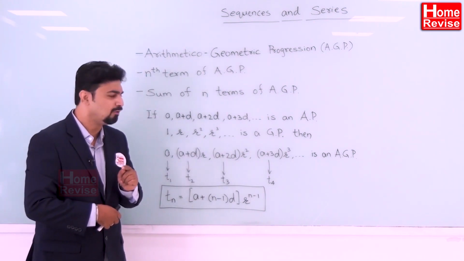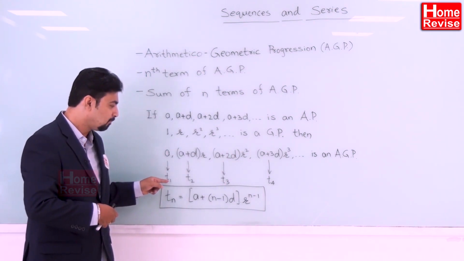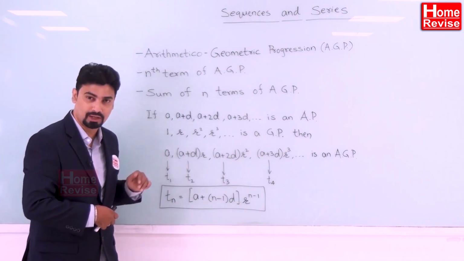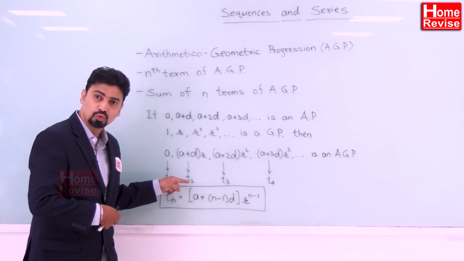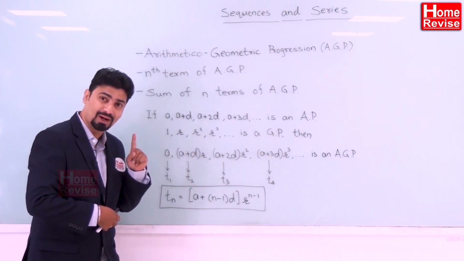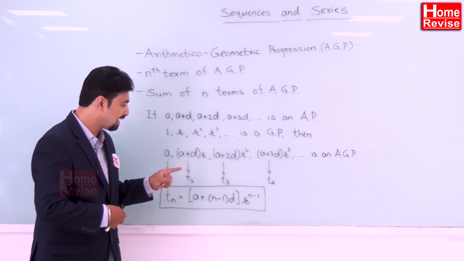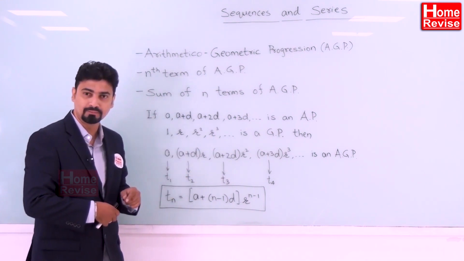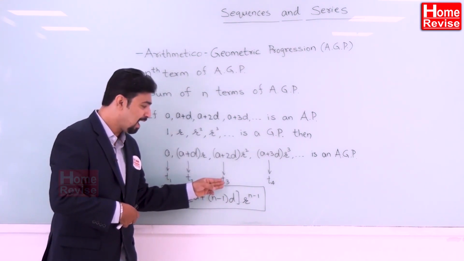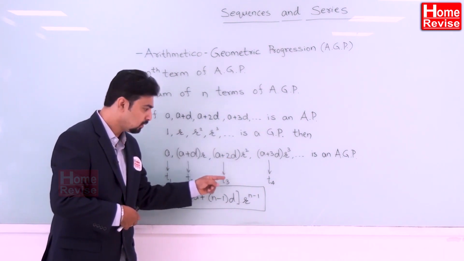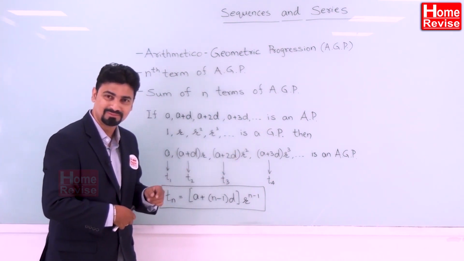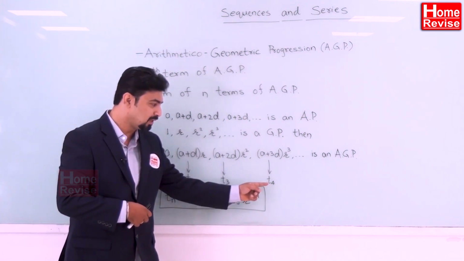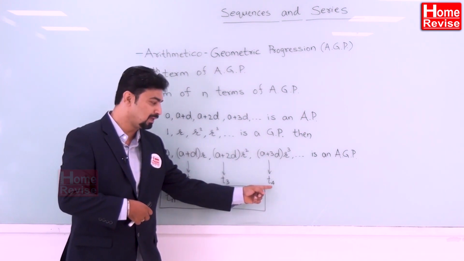Now if you observe carefully, when I had T1, there was 0D and R also was raised to 0 because there is no D and no R. For my T2, D was multiplied with 1, I had 1D and R is also raised to 1. So I can say 2 minus 1 times D and R raised to 2 minus 1. Similarly for T3, I have 3 minus 1, that is 2D, and 3 minus 1, that is R raised to 2. Similarly, for my T4, I have 4 minus 1, that is 3D and 4 minus 1, that is R raised to 3.